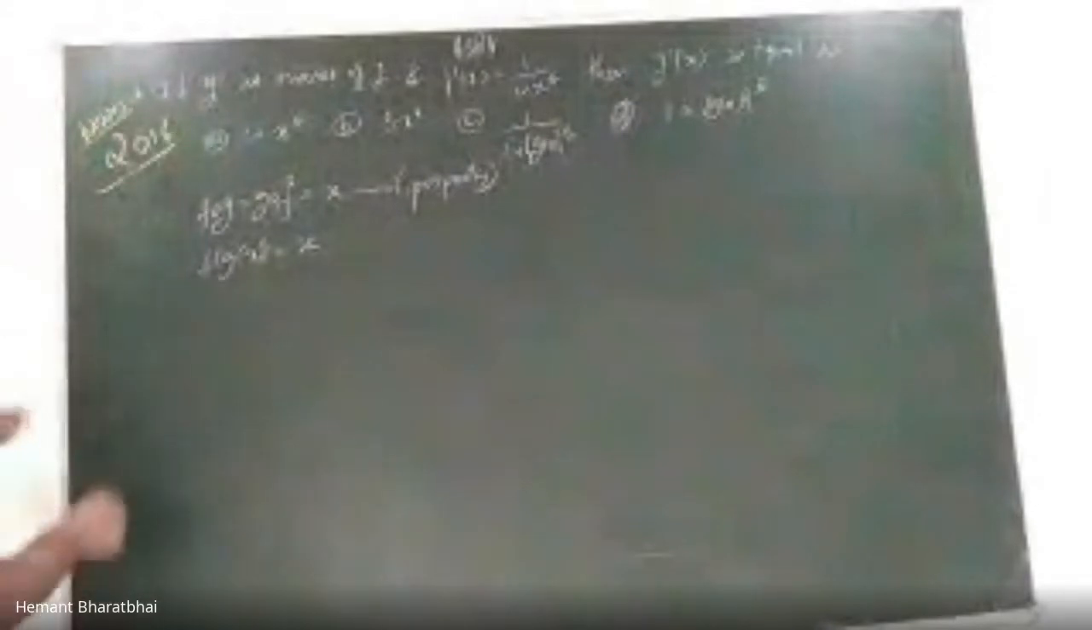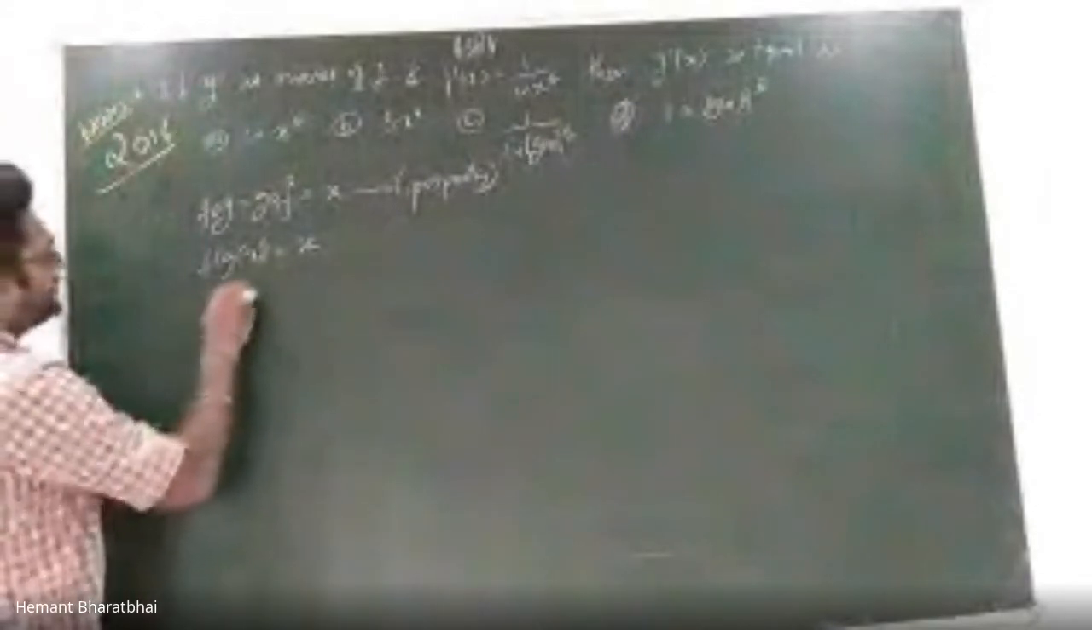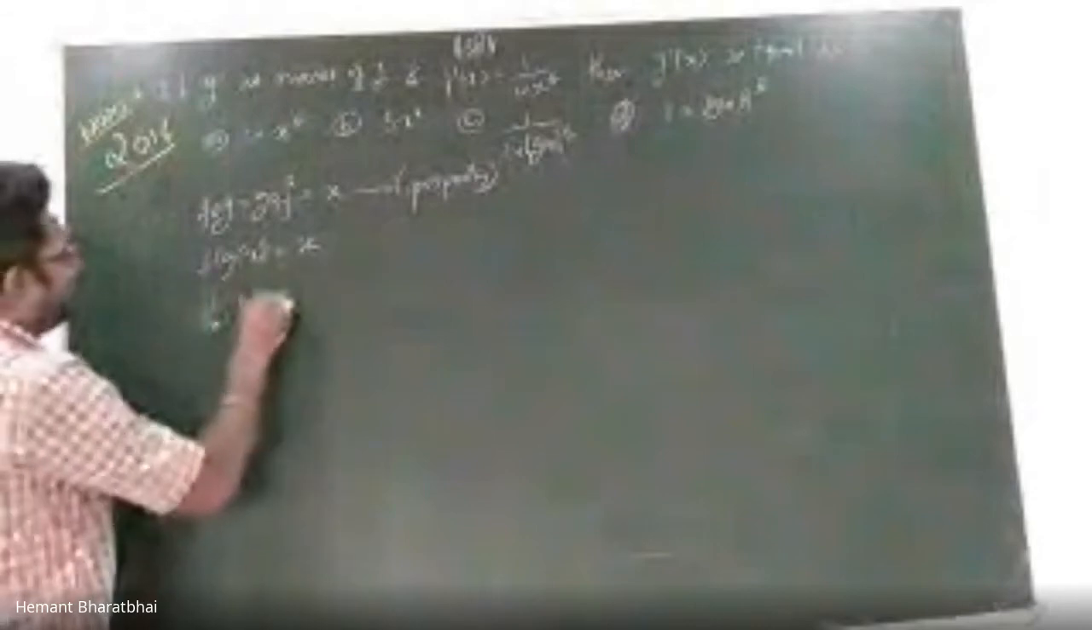So now if I take the derivative of this, d dx of f of g of x will be equal to d dx of x. Therefore, I get f dash of g of x into, by chain rule, d dx of g of x, is equal to the derivative of x, which is 1. Therefore, I get f dash of g of x into the derivative of g of x, which is nothing but g dash of x, is equal to 1.